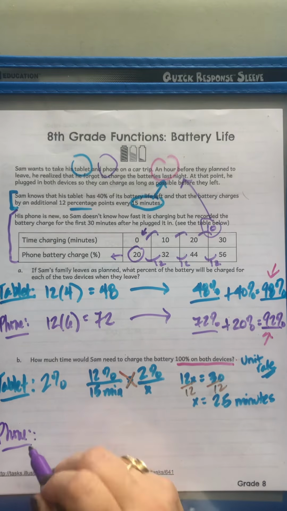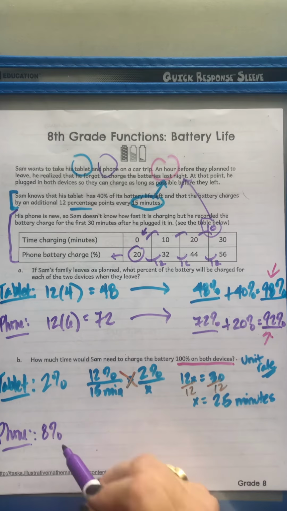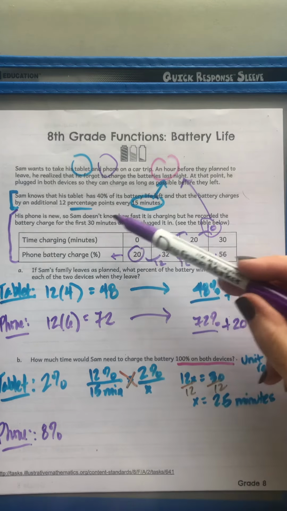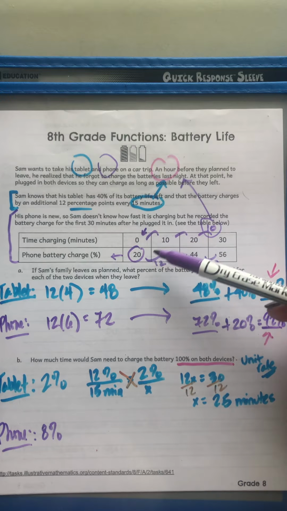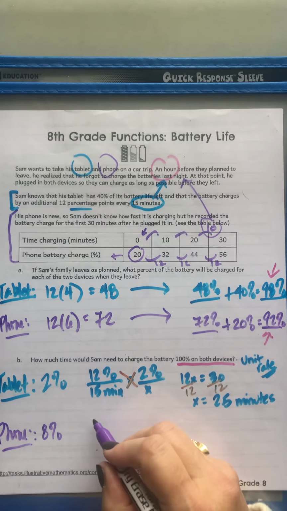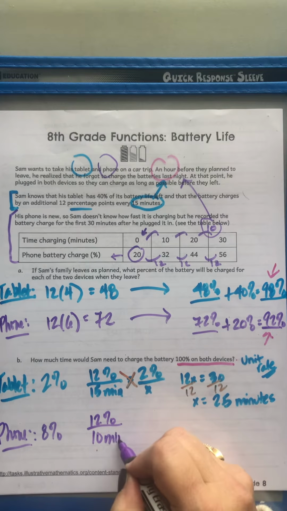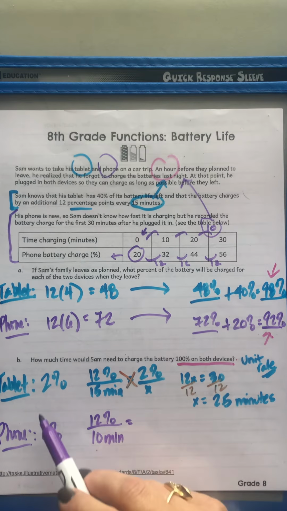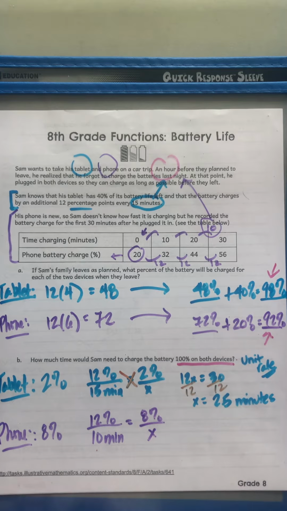How much more do I need for the phone? If I'm at 92% and I want to get to 100%, I need 8% more, right? So we're going to set it up. Now we know the change is not the same, remember, because they're charging differently. Here we see that for every 10 minutes, it gets 12%. So at 12% every 10 minutes, that's what's going to happen for the phone. And this time, instead of 2% more for the tablet, I need 8% more for the phone. And so we need to figure that out.